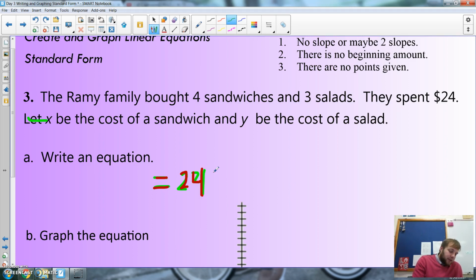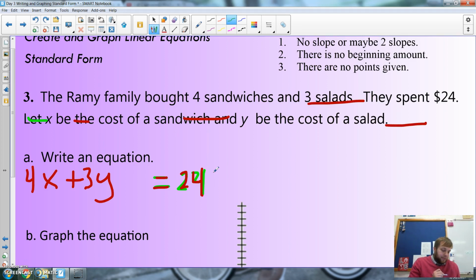Okay. So I'm going to say my x is going to be my sandwiches, because this x is sandwiches. And how much does a sandwich cost? $4. Salads are going to be my y's. And how much do salads cost? $3. There, I got my equation.